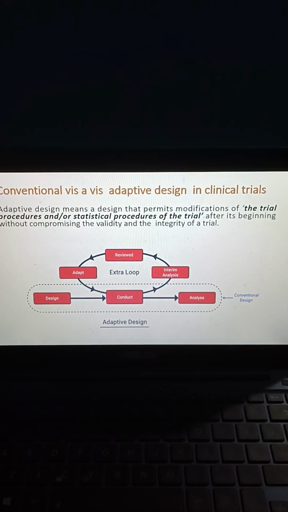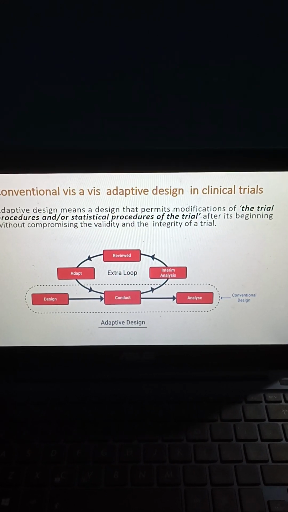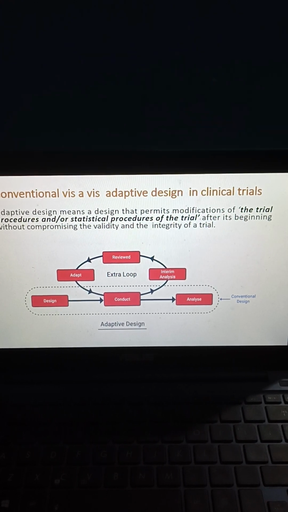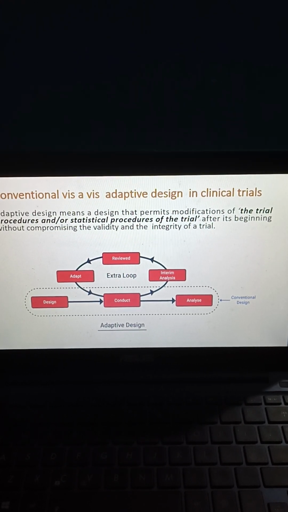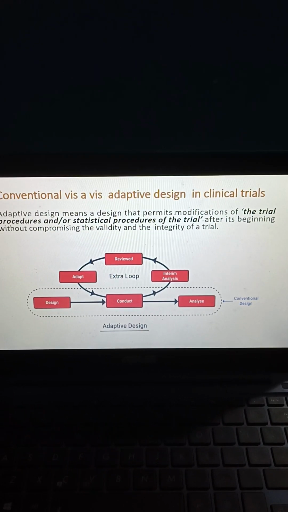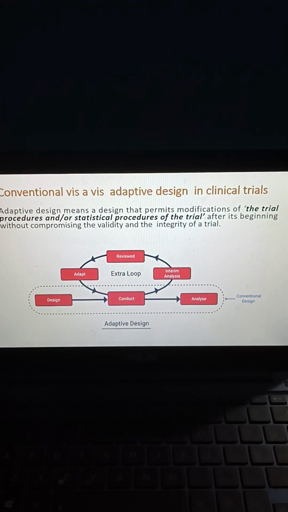So this is the schematic diagram of adaptive design. Design, conduct, analyze; then from conduct, interim analysis, review, adapt, then conduct. An extra loop is there. And design, conduct, analysis is the conventional design.